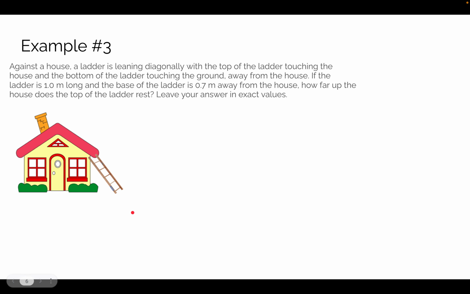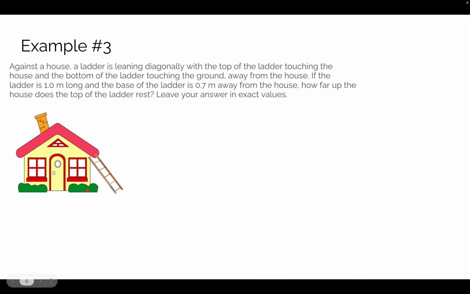So here, the key to solving any word problem which involves the Pythagorean theorem is being able to identify where that triangle is, which of the three angles is the 90 degree or the right angle, and which of the three side lengths is the hypotenuse, because identifying those two key points will give us the reference point for the rest of the triangle. So we can see here that this sort of looks like a triangle, and it's asking us for how far up the house the top of the ladder rests.